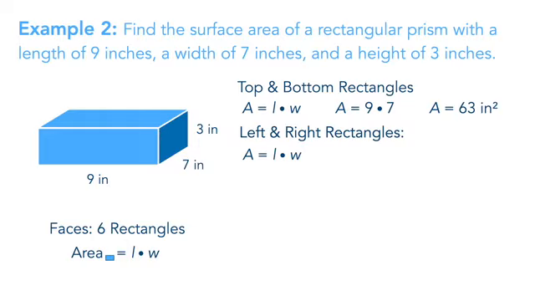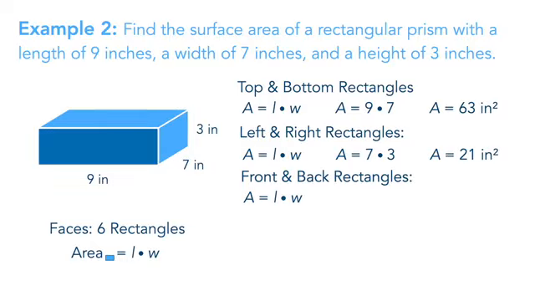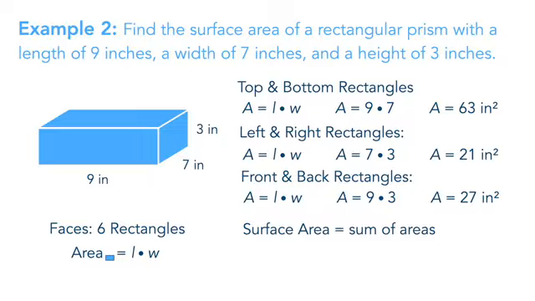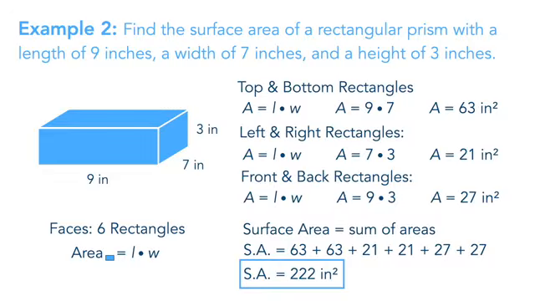The dimensions of those rectangles are 7 inches by 3 inches. Using the numbers 3 and 7 in the area formula, we find that both of these rectangles have an area of 21 square inches. Lastly, the front and back rectangles have an area of 9 inches times 3 inches, or 27 square inches. To find the surface area, we just find the sum of the areas of all 6 faces. For this prism, the surface area equals 63 plus 63 plus 21 plus 21 plus 27 plus 27. Therefore, the surface area is 222 square inches.